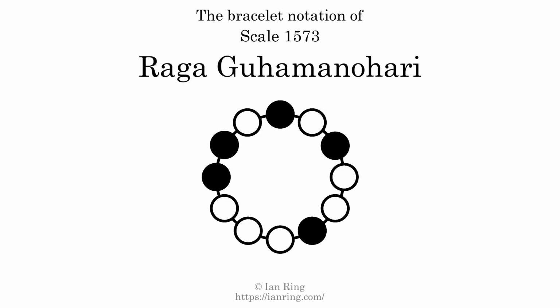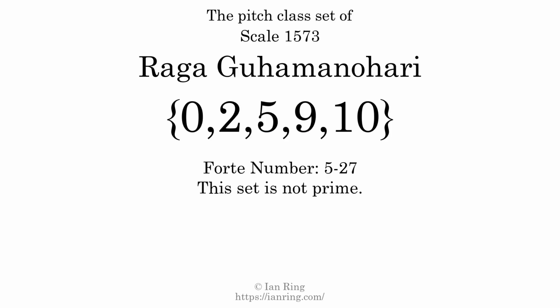This is a bracelet notation diagram of scale 1573. The shaded circles represent tones that appear in the scale, and they are read clockwise, starting at the top. The pitch class set for this scale is 0, 2, 5, 9, 10. The fault class is 527. This set is not prime.